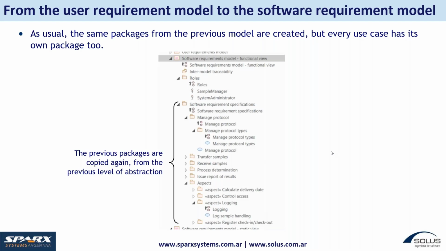In case some concern is coarse-grained, we can slice it and maybe we will have more use cases in this model, but we must create a new package for every use case because every package is a concern. Maybe we can create a package for roles at this moment, or maybe we have previously created it in the previous models.